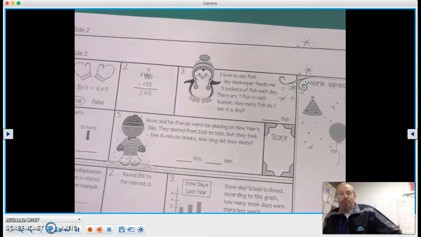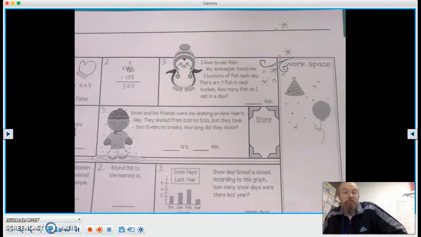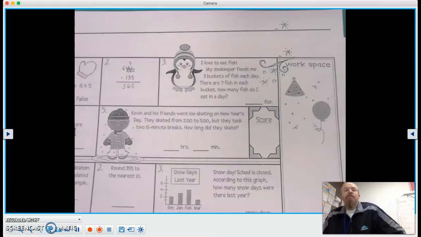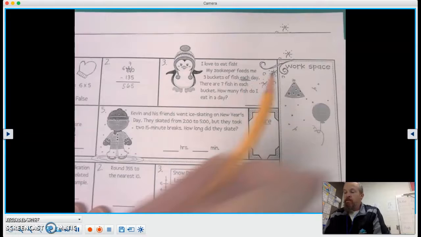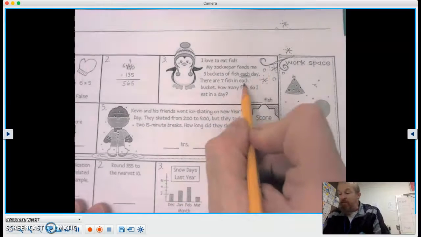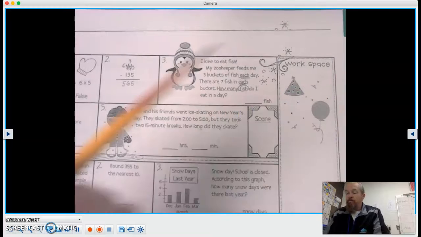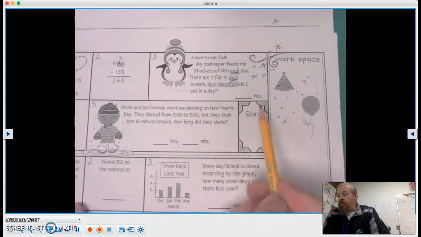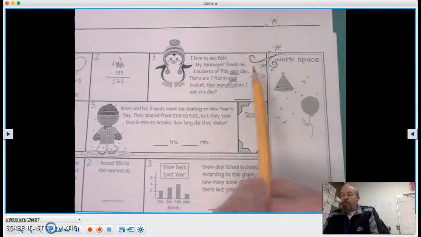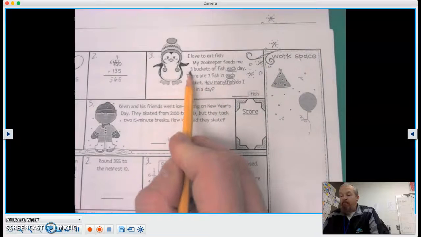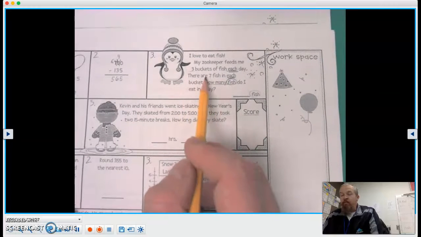I love to eat fish. My zookeeper feeds me 3 buckets of fish each day. There are 7 fish in each bucket. How many fish do I eat in a day? So 3 buckets each day. There's that word each. Okay, there are 7 fish in each bucket. How many fish? We circle fish then, right? That's our answer. Yep, there it is. See that? Okay. So 3 buckets of fish each day. And inside of each bucket, there's 7 fish.